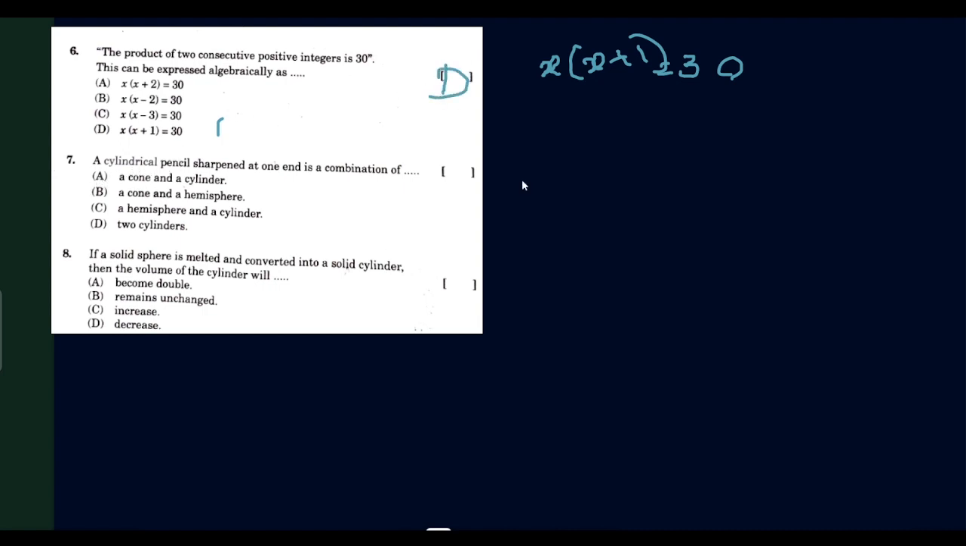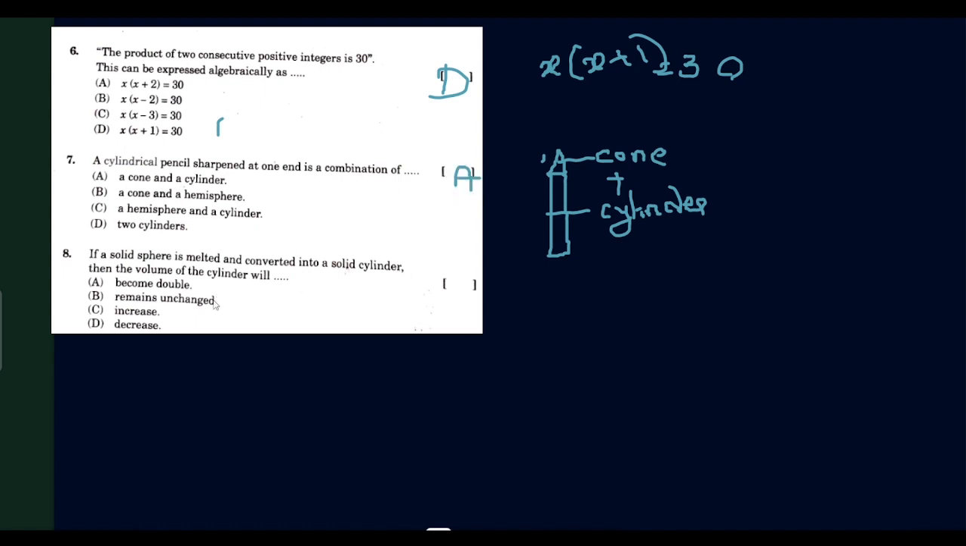Next one. A cylindrical pencil sharpened at one end. It is a pencil and it is sharpened at one end. Then it looks like this: it is a cone and then it is a cylinder. So it is a combination of cone plus cylinder. A cone and cylinder, that is option A.